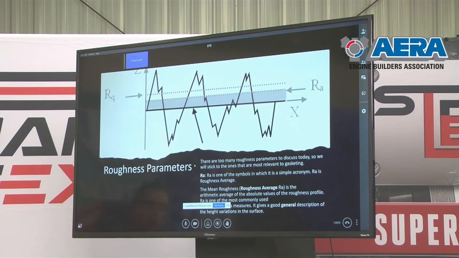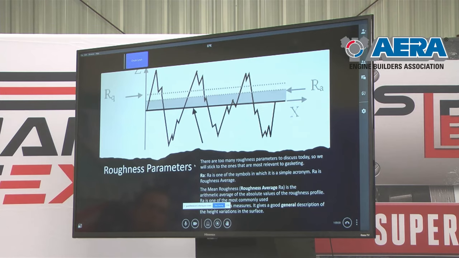So RA is roughness average. The mean roughness average is the arithmetic average of absolute values of the roughness profile. RA, again, is the most commonly used. The next slide will indicate kind of why it's a problem.